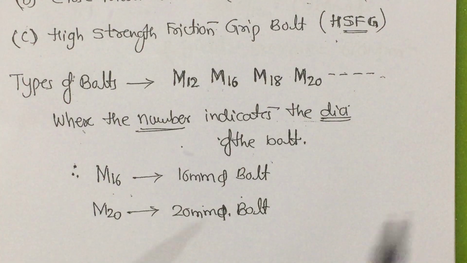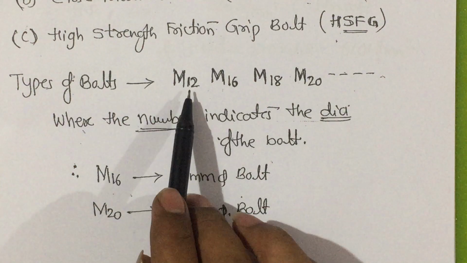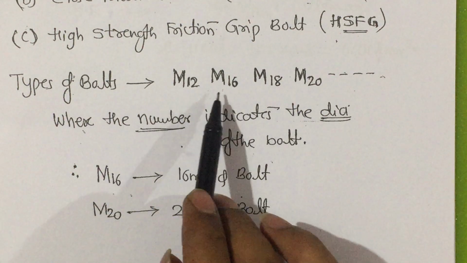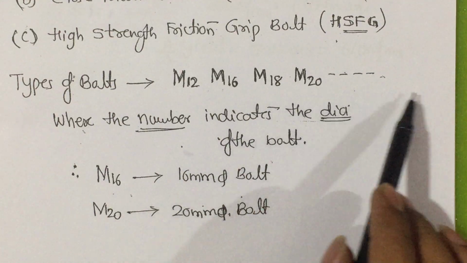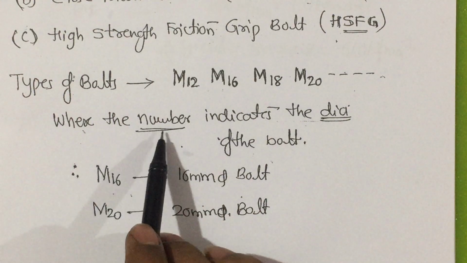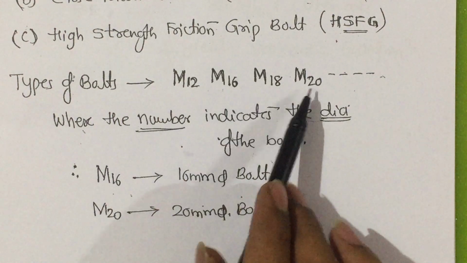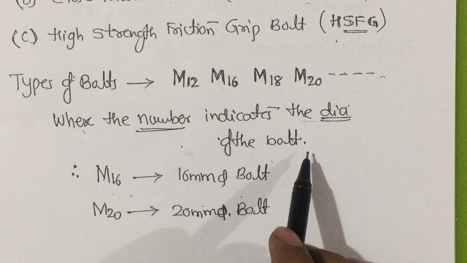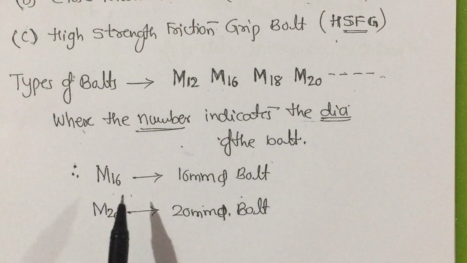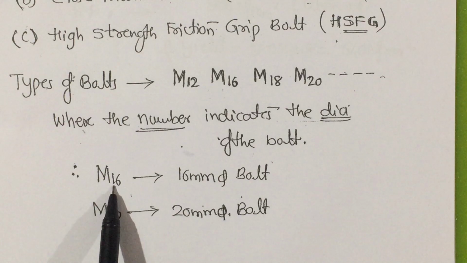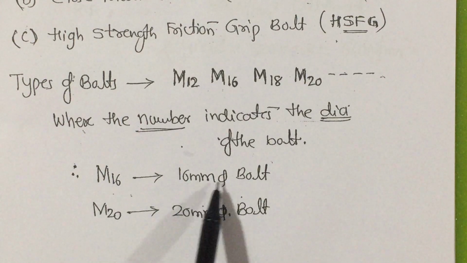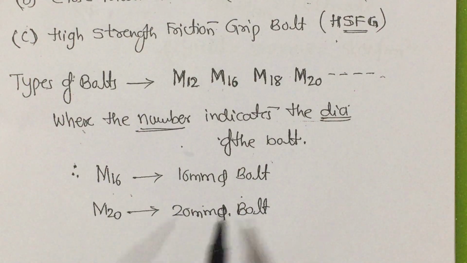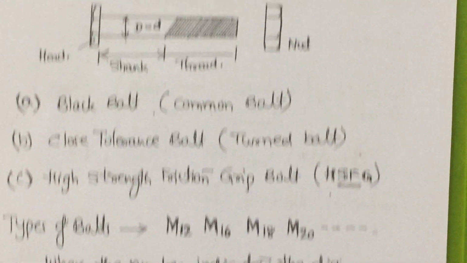Then if we come to the types of bolts, we are going to call them M12, M16, M18, M20, etc., where the number 12, 16, 18, 20 indicates the diameter of the bolt. Here if we say M16, the diameter of the bolt will be 16 mm, M20 means 20 mm diameter bolt.